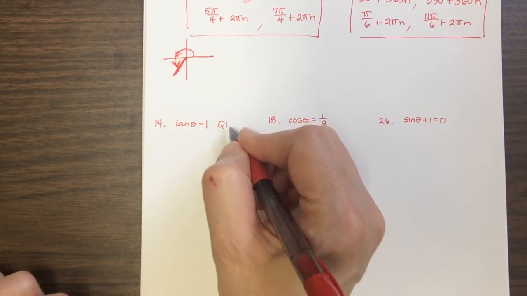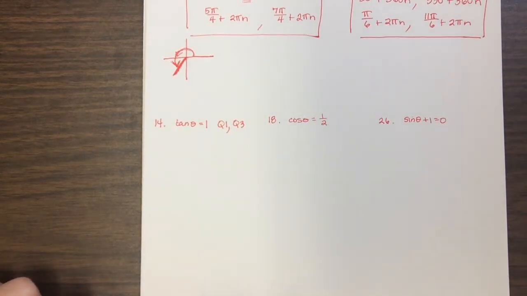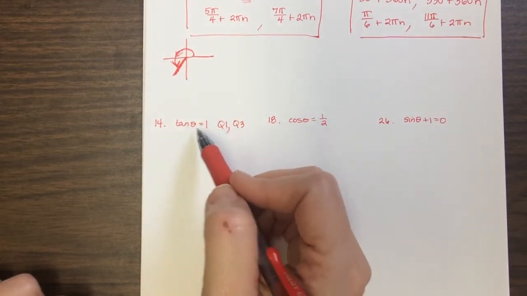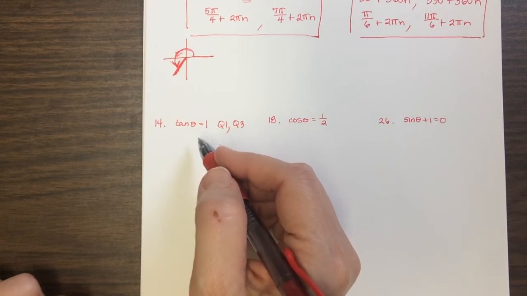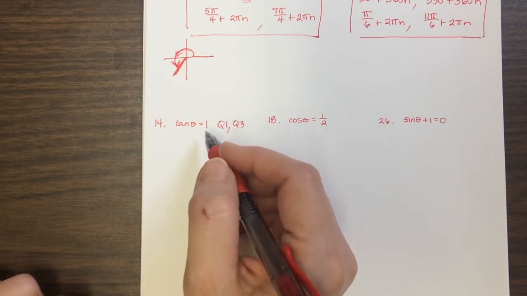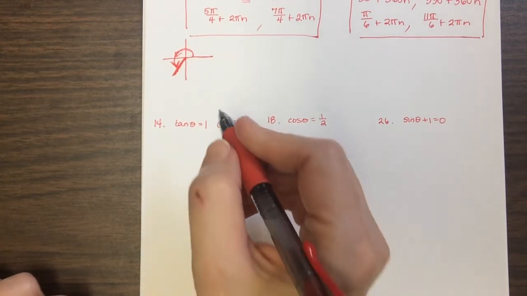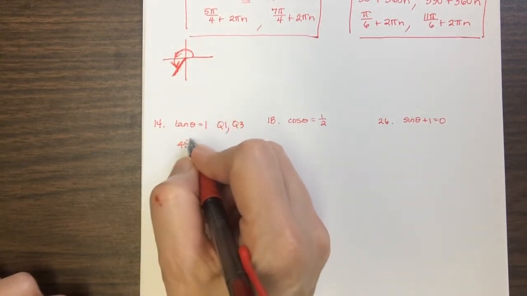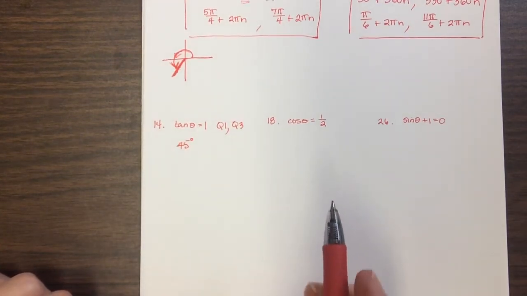Tangent is positive in quadrants 1 and quadrant 3. Alright, so let's think about this. The tangent of 45 degrees is 1. That goes back to your isosceles 45, 45, 90 degree triangle, or your chart, or whatever you learned in order to find these exact values. So I'm looking at 45 degrees. Alright, now if I want all solutions, let's just think about this.